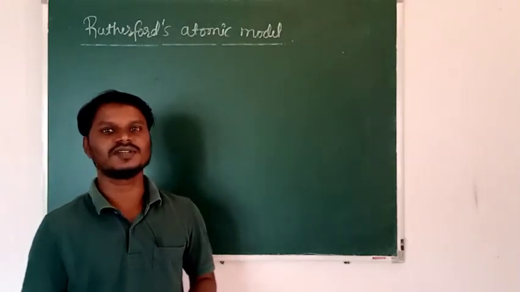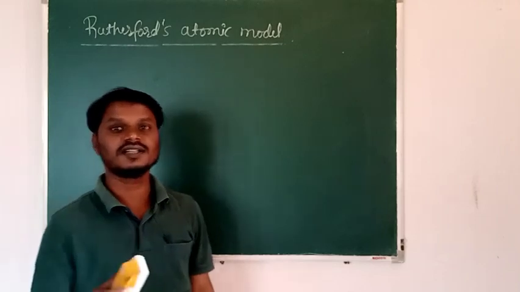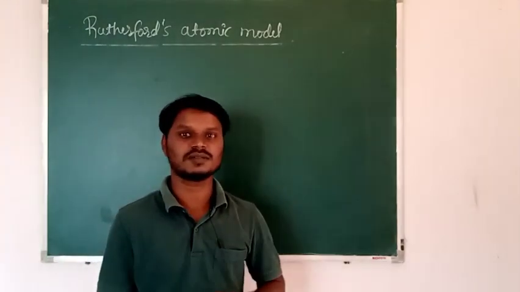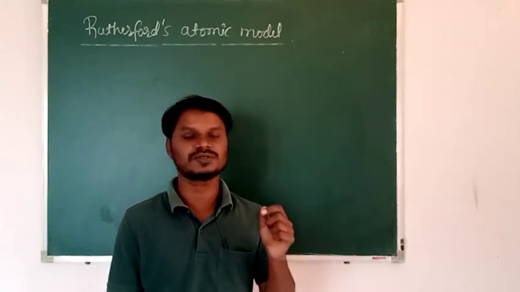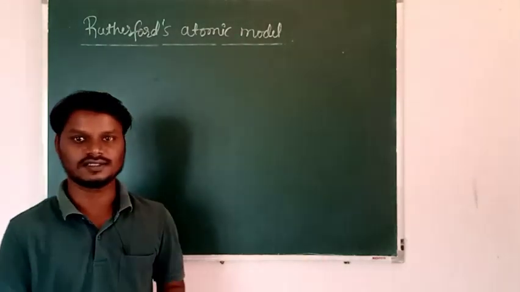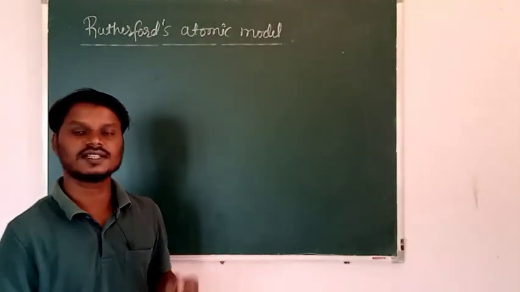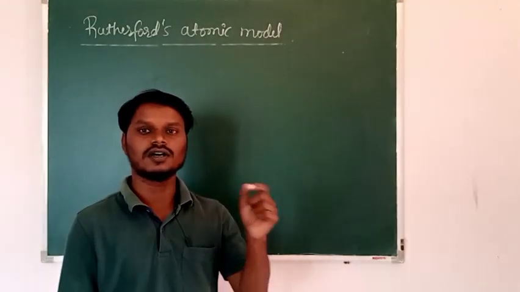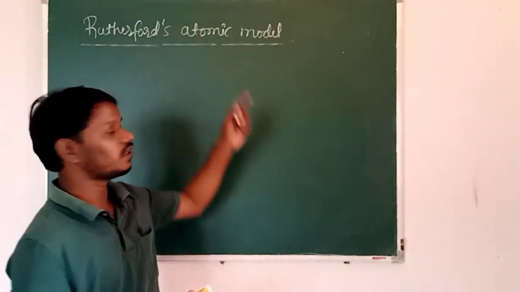In today's class, we are going to discuss Rutherford's atomic model. Already we know what the J.J. Thomson atomic model is. According to J.J. Thomson, an atom is made up of a positively charged sphere with the electrons embedded in it. That J.J. Thomson atomic model is also known as the plum pudding model or watermelon model. But what is Rutherford's atomic model?